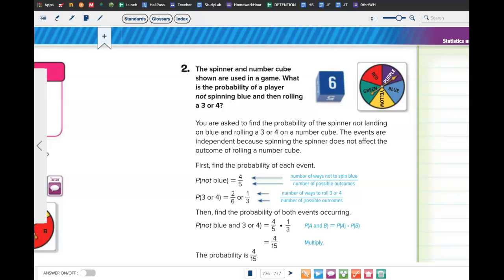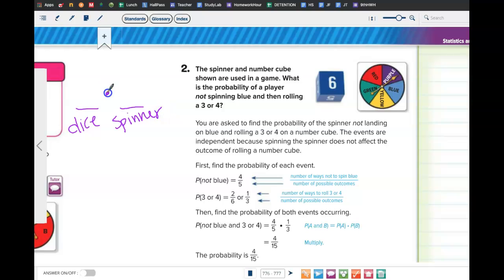Well, since I have a lot of options on my dice and a lot of options on my spinner, I don't want to write out my tree diagram because it's going to get big and messy. So I'm going to use the fundamental counting principle for this one. First, I want to figure out my total possible outcomes. So I have a dice and I have a spinner.